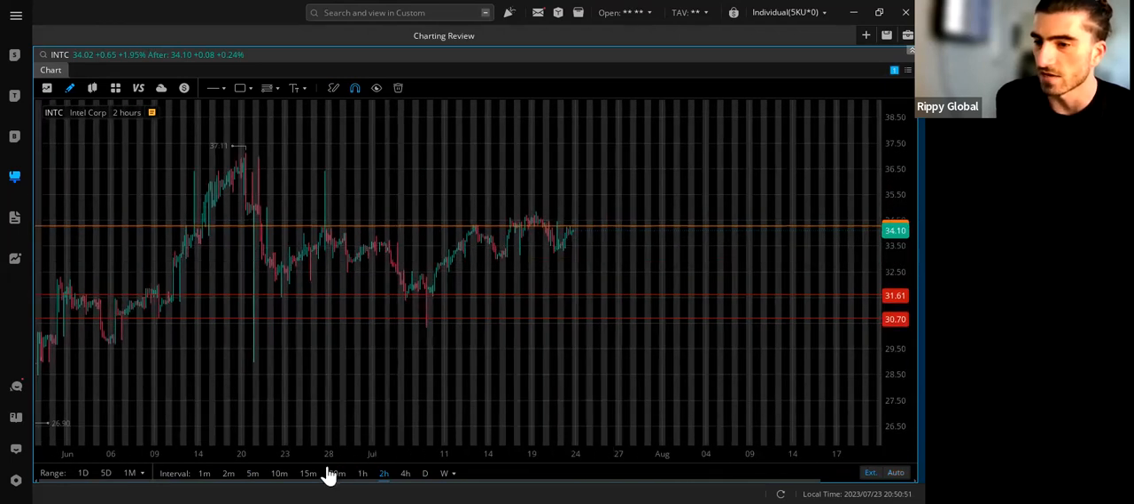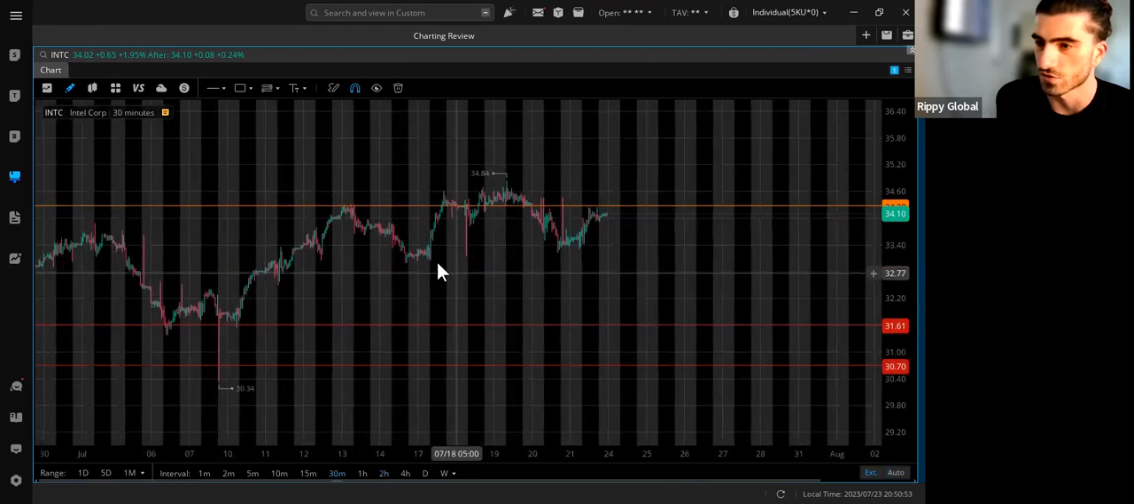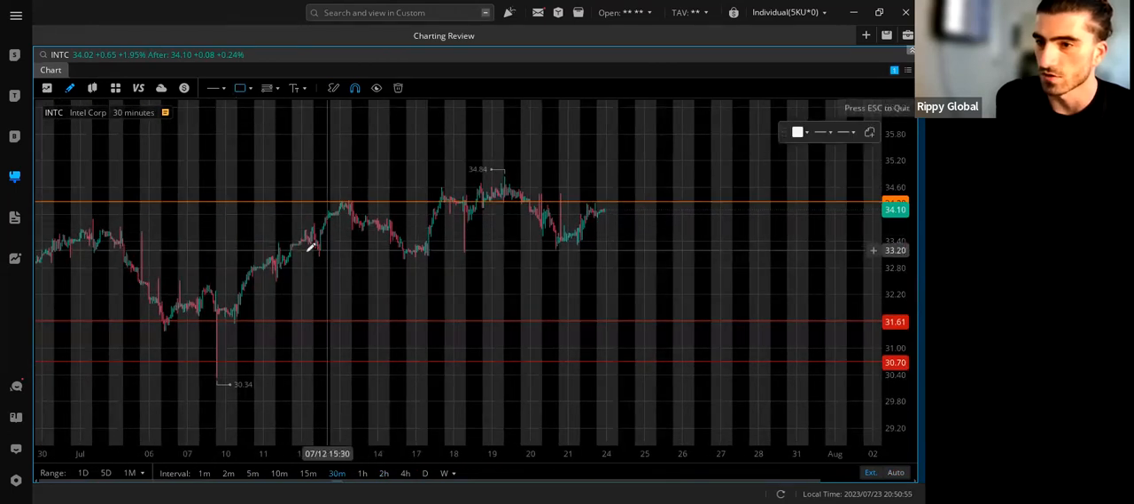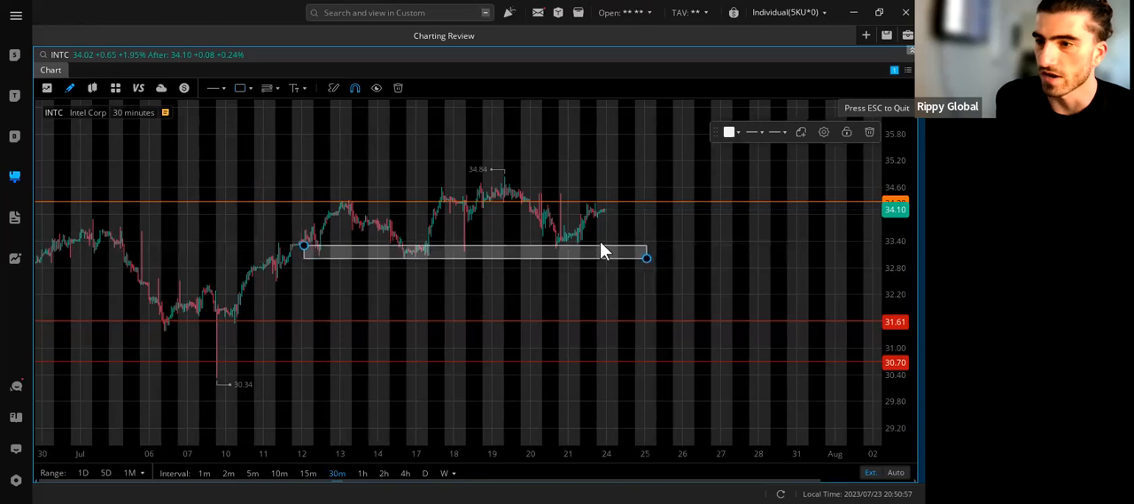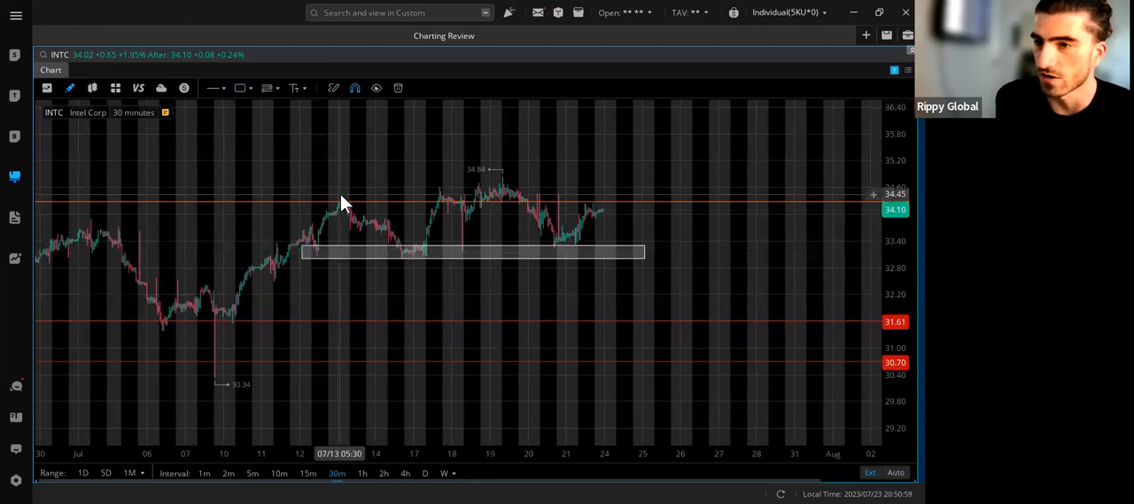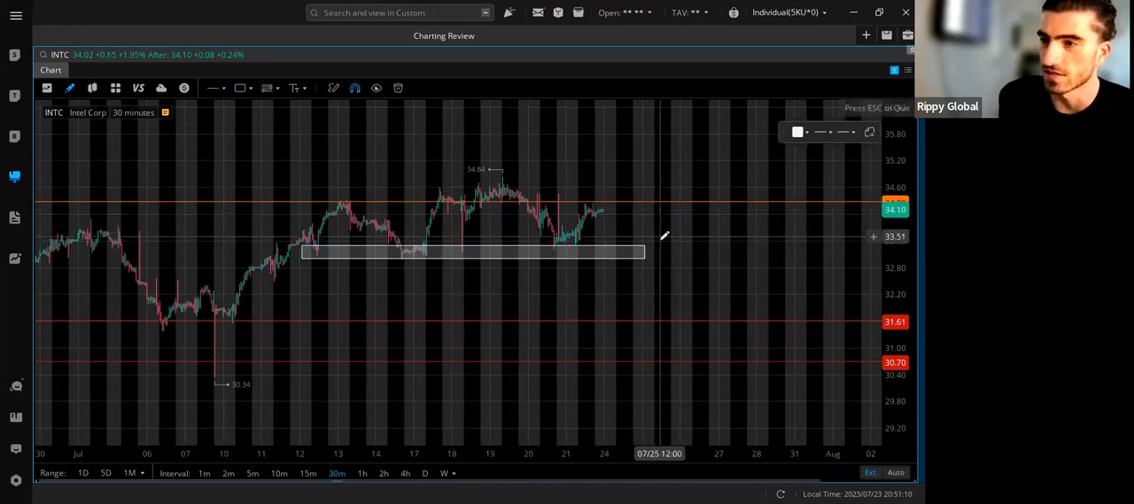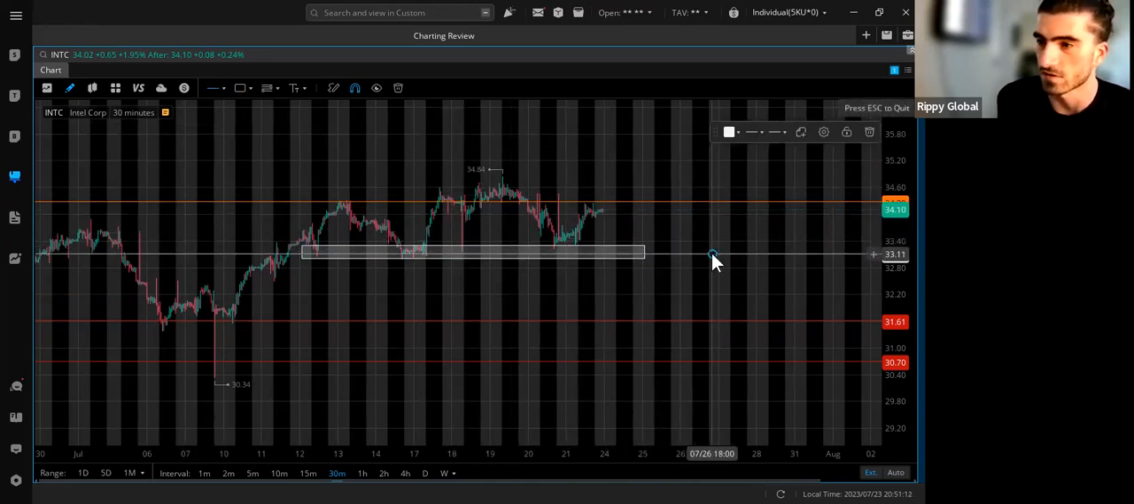If you want levels on the smaller picture, notice right here, pullbacks get eaten up. Pullback, buyers step in, reject on the resistance. Pullback, buyers step in, trying to break out of that 34.2, but it can't have that momentum. So we're still zoning.